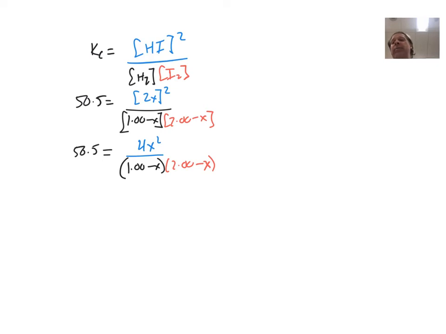1.00 minus x times 2.00 minus x. And this time it looks like I'm going to use the quadratic equation. We'll have to come back to this a little bit later, so I'm going to pause this. At this point, what's going to happen is we are going to simplify this as much as possible. So I'm going to take the 50.5, which equals the 4x squared on top, and I'm going to FOIL or simplify this business here.